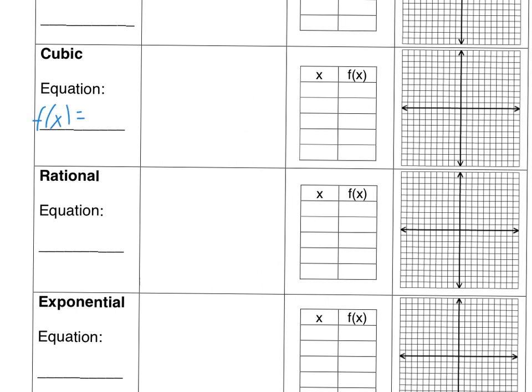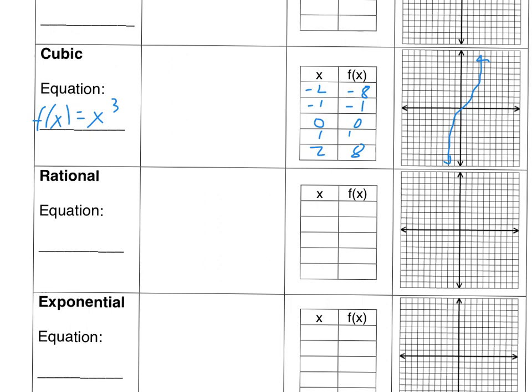All right, next up here we have our cubic function. So for this one, it's going to be f of x equals x cubed. I'll go -2 to 2 again on my x's, and then I'll cube them for my y's. You'll notice that cubing them does not turn them positive, keeps them whatever they were before. So this one is going to look like this.